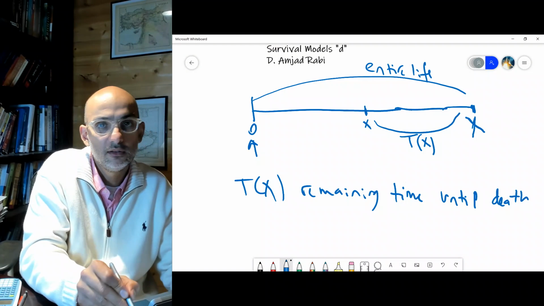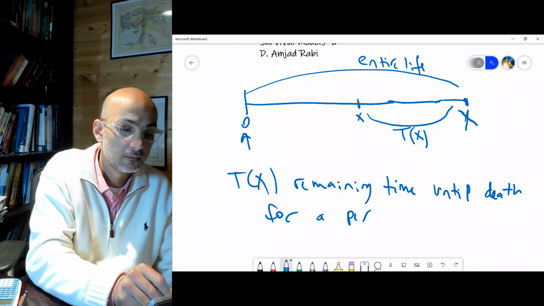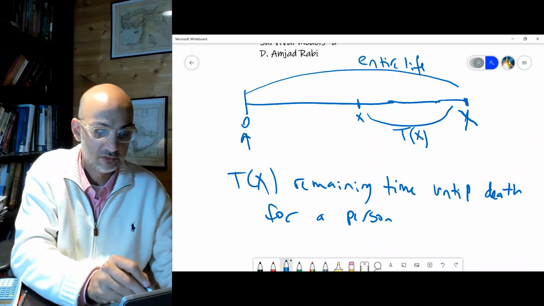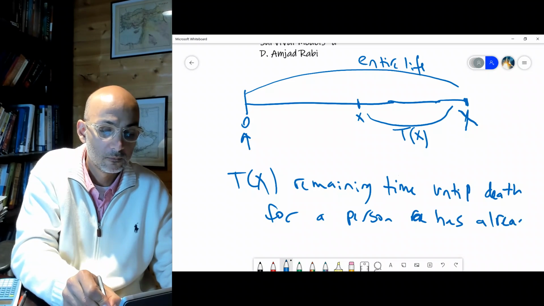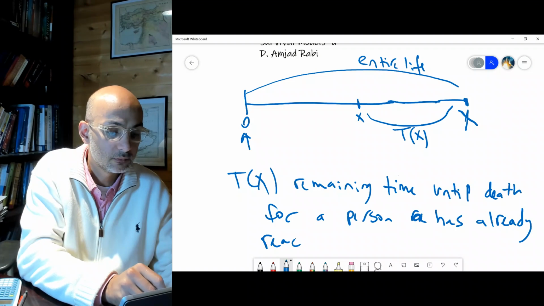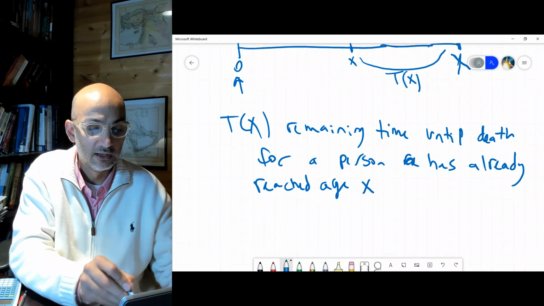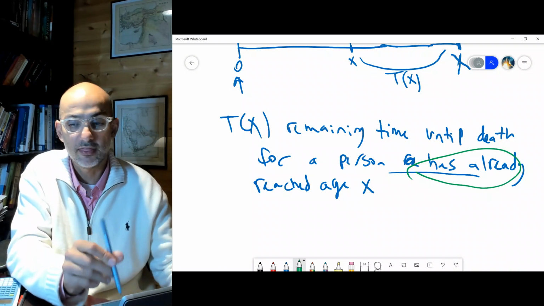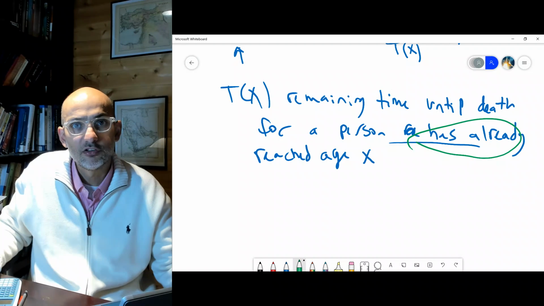But the difference between T_x and the usual X is that now it is for a person, and this is the difference here, that the person has already reached the age of x. For a person who has already reached age x, it's kind of conditional. So it already tells us that this is conditional. There is conditionality here, that we know the life reached age x. We have more information: the age is not 0 now, it's x.